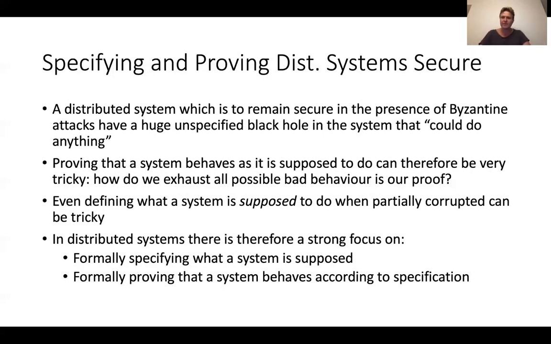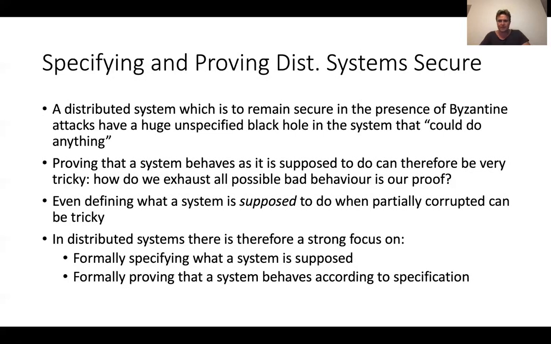But it's extremely slippery. In fact, it's sometimes even slippery to specify what a system is supposed to do when under attack. Because of course, if all servers are corrupted, the system cannot do anything reasonable. And there are some points in between where it might do some of what it's supposed to do, but not all of it. So even specifying what we expect from the system when under attack can be slippery.